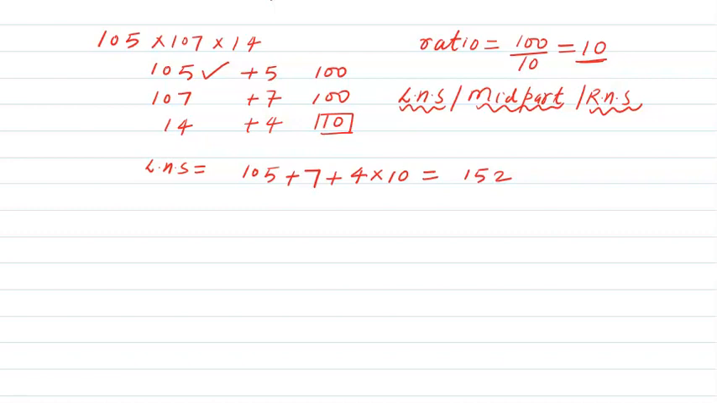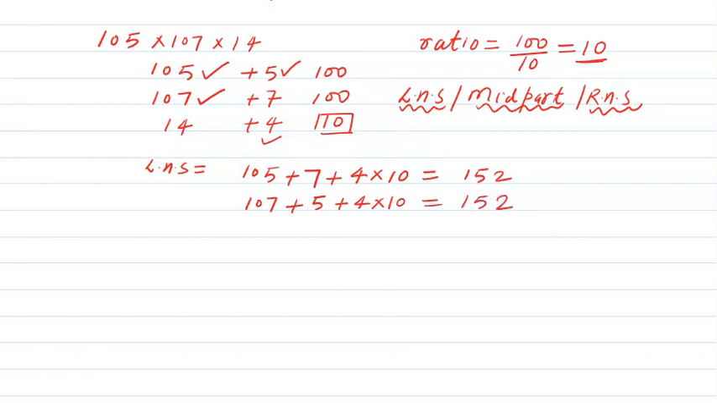This is not the only way to calculate the left hand side. I could even have taken the number 107 and followed the same process. So in this case I will not consider plus 7, but I will rather consider plus 5 and plus 4. So I am writing plus 5, and when we are taking this surplus, we need to multiply it by the ratio, that is 10. So the answer will be again 152.